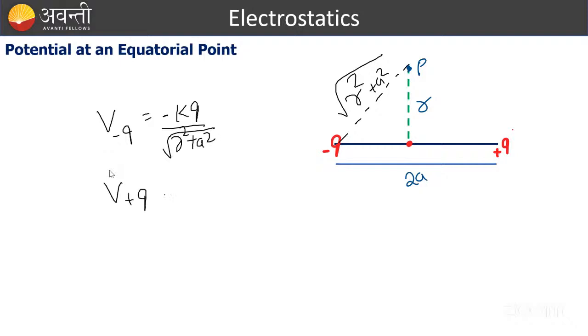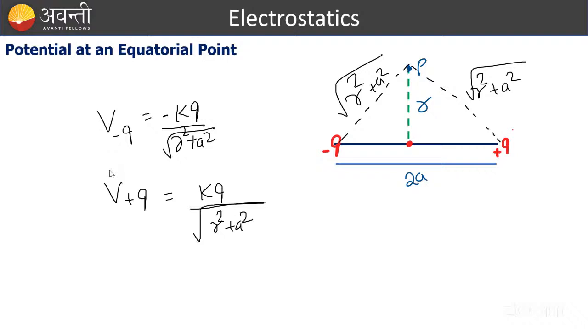What will be potential because of plus Q charge at this point? So we will check this distance. Again, this is root of R square plus A square. So V plus Q will be KQ by root under R square plus A square. ठीक है? What is total potential? बताओ कितना दिख रहा है?